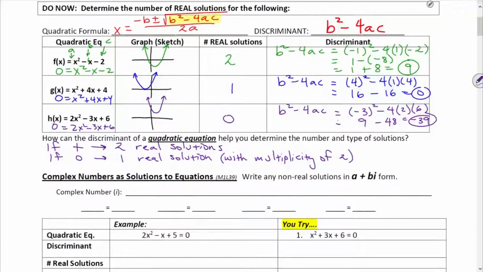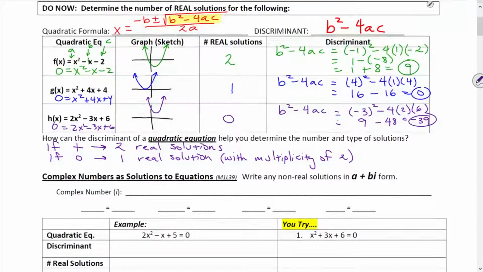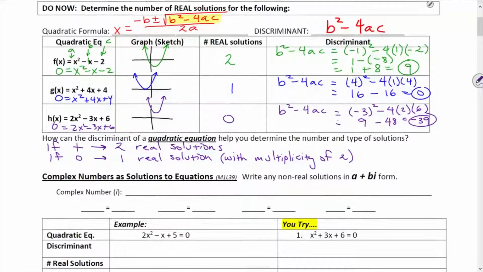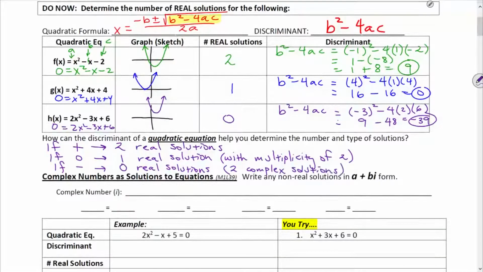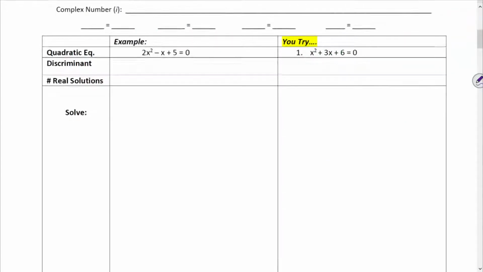Okay, if you have 1 real solution, if the discriminant is 0, it'll actually bounce off of the x-axis. You'll have 1 real solution, and that solution has a multiplicity of 2. Now, if it is negative, then you have 0 real solutions, and you have 2 complex solutions. And that's because you'll get the square root of a negative number, which gives you i and complex answers. Let's remember that complex numbers are the results of square roots of negative numbers.